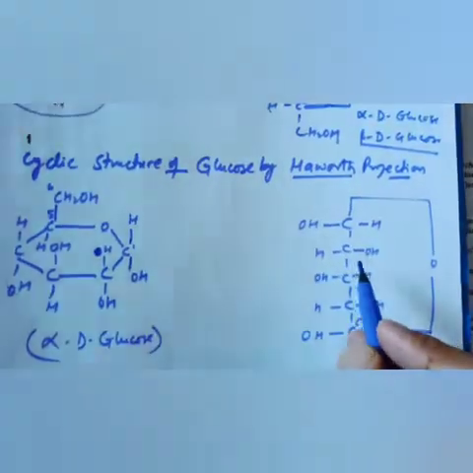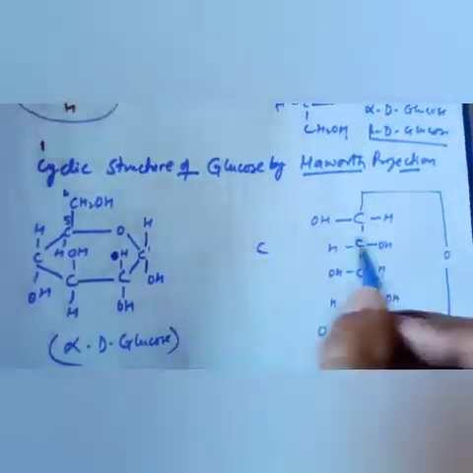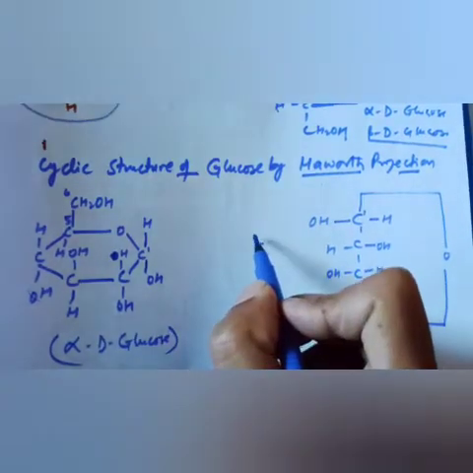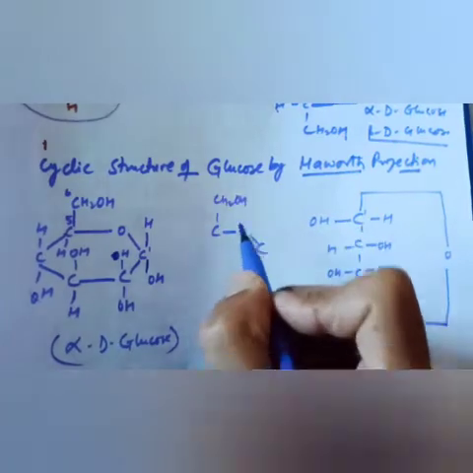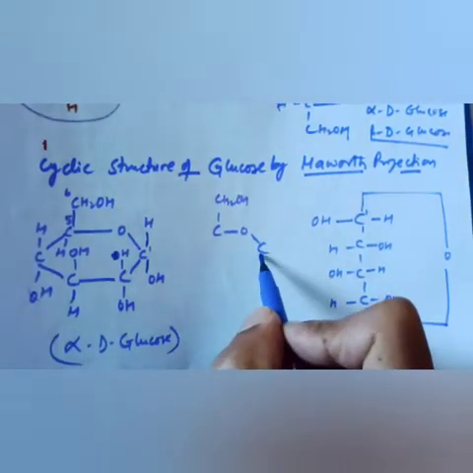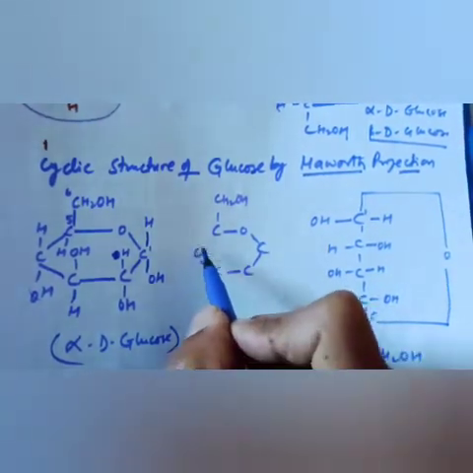Okay, this is beta. Now the same thing we will make here. You know very well, first carbon and fifth carbon: between the first carbon and the fifth carbon there is oxygen. The sixth carbon is CH2 attached with carbon. Now we will draw all the other carbons.